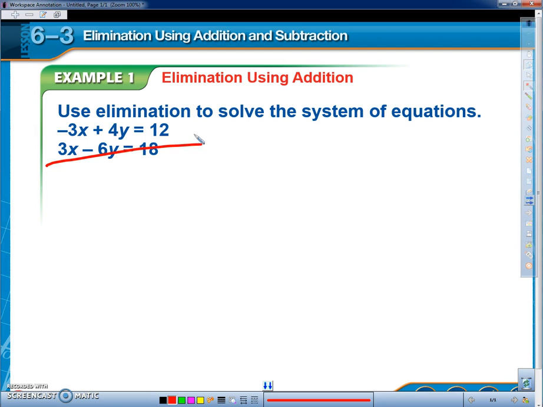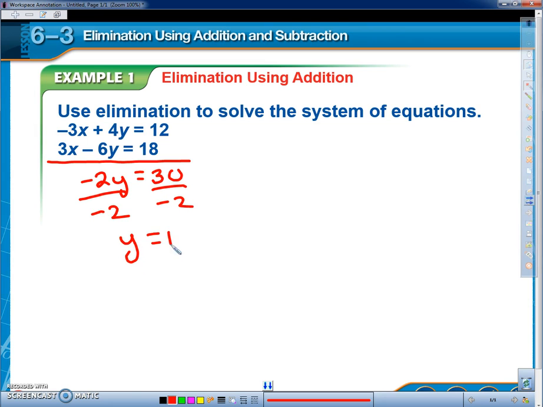So what we're going to do is use elimination. Basically, we're going to take both of these equations and combine them together. Negative 3x and 3x is 0. 4y and negative 6y is negative 2y. And then 12 and 18 is 30. So now we have negative 2y equals 30. Well, that's easy. We have one variable. To solve one variable equations, we can do that. And we're right here, y equals 15. So we're good with that.